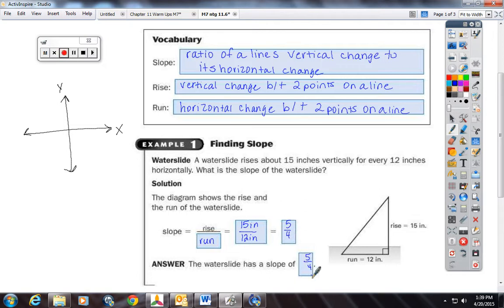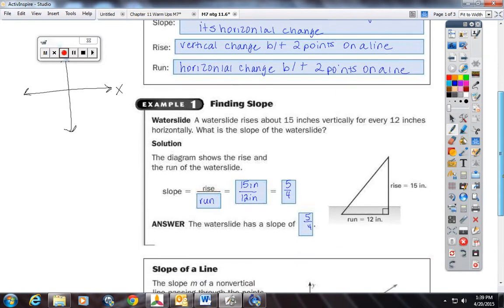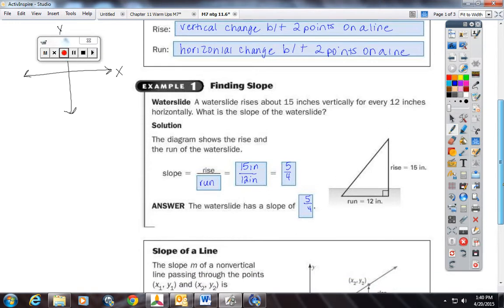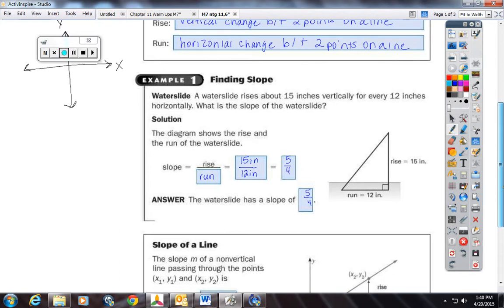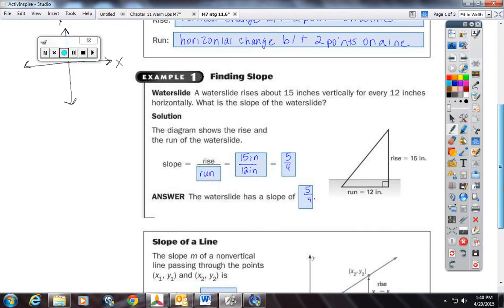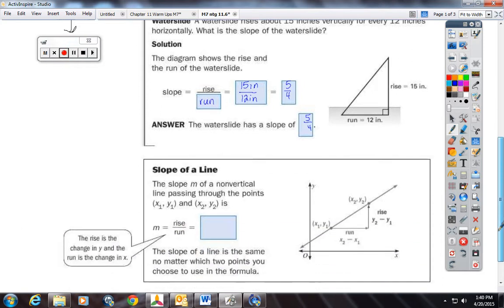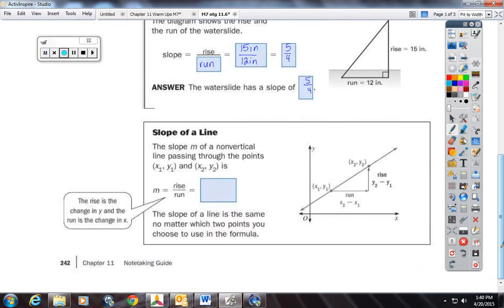So what that means is every time I rise 5 points, I would go over 4. And that kind of determines how steep something is. And the same would be true for stairs or a roller coaster or the slant on a roof. You guys ever notice that sometimes the slant on a roof is really steep and sometimes it's not? Have you guys ever noticed that? Okay. So some houses have a really steep roof, or parts of it are, and some aren't. So that's all about the slope.